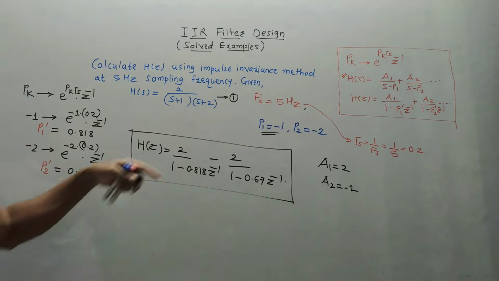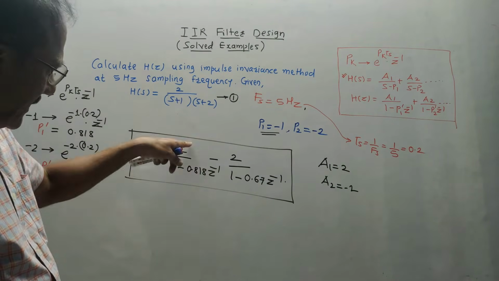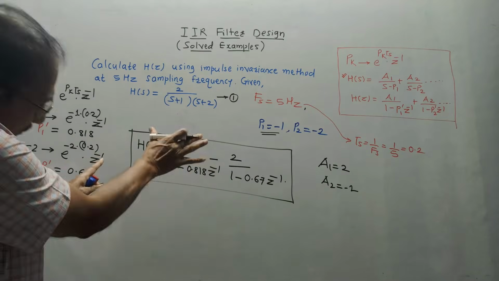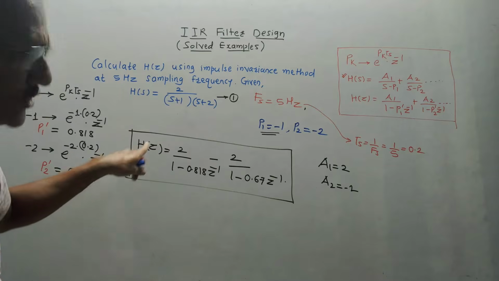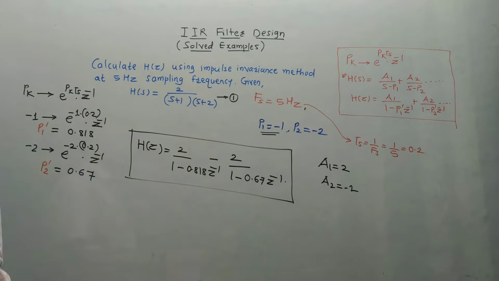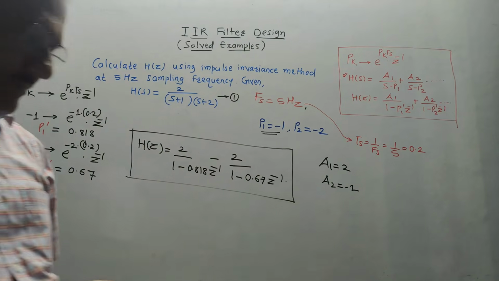If you want to transform it into standard format, multiply and divide by z, but up to this stage the solution is okay. So this is the transfer function of the digital filter. Let us solve a few more numericals to get an idea of these methods.